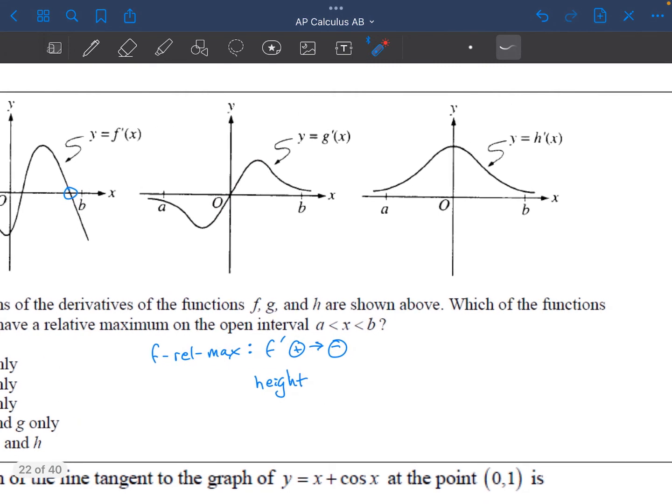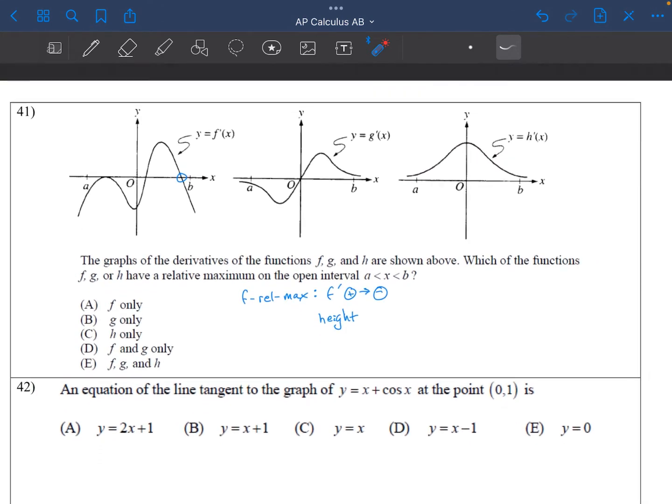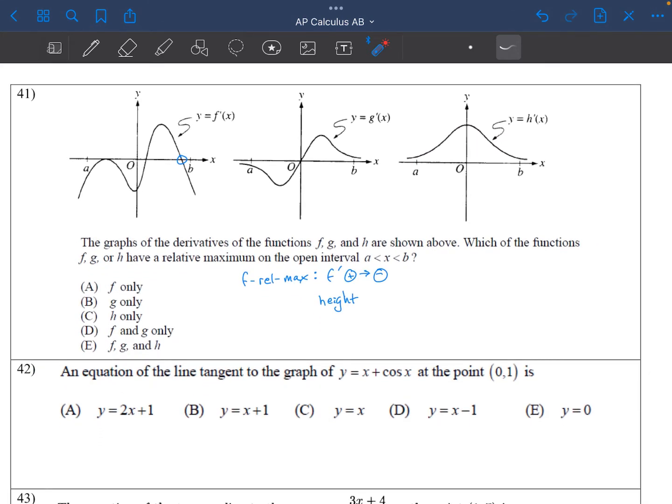And then for the last graph, it never even touches the x-axis. So how is it possible? It doesn't even have a critical value, let alone a relative extremum, let alone a relative max. So the correct answer here is only f, it's just A.